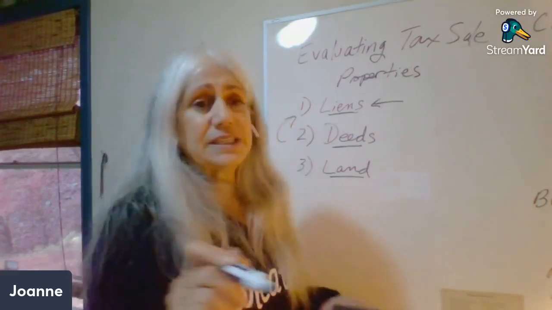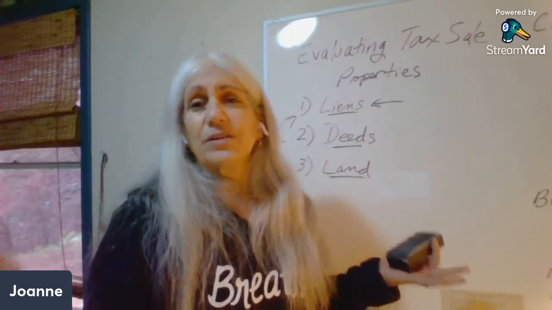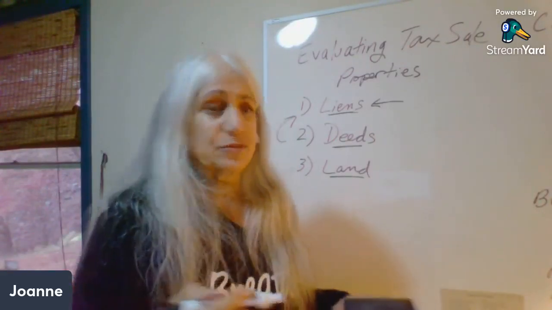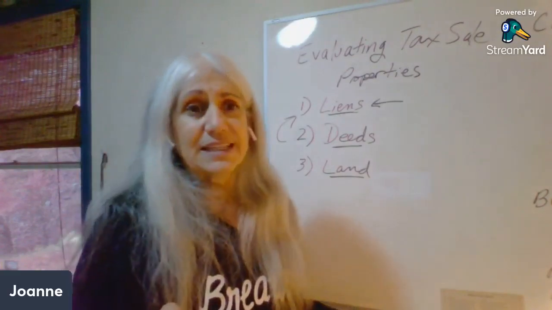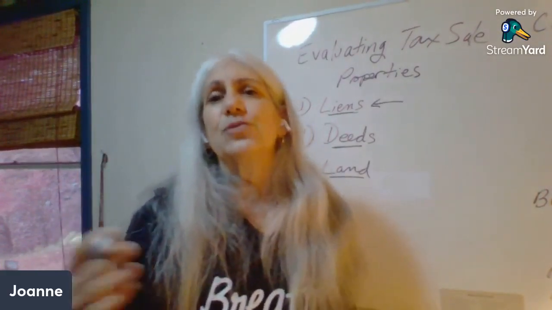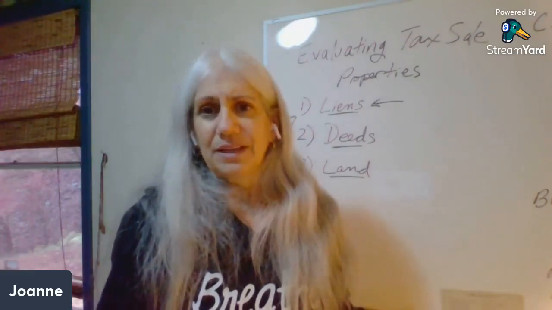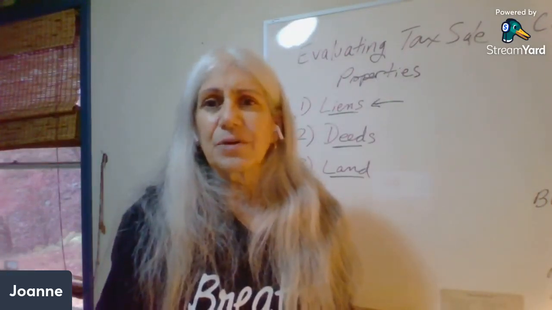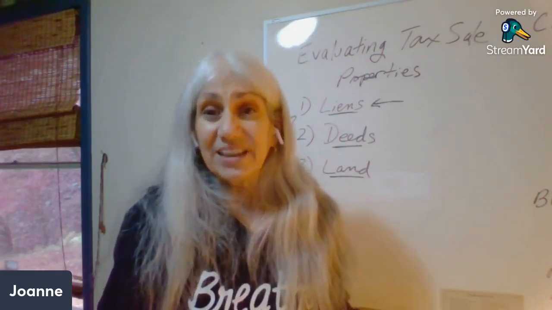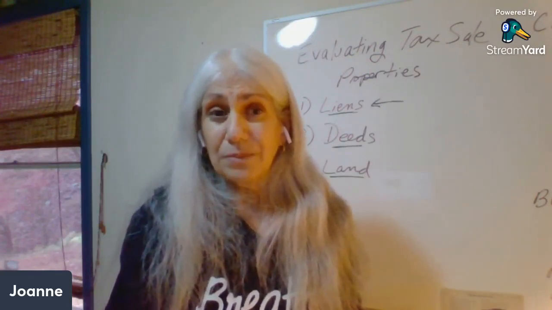All right, so what do you need to do for land? Whether it's deeds or liens, what extra do you have to do for land? Well, I recommend that you physically look at the property, because there are things that you can't see on a map. You can't see the grade of the property. You can't see if it's a ditch. You can't see if it's underwater or swamp.